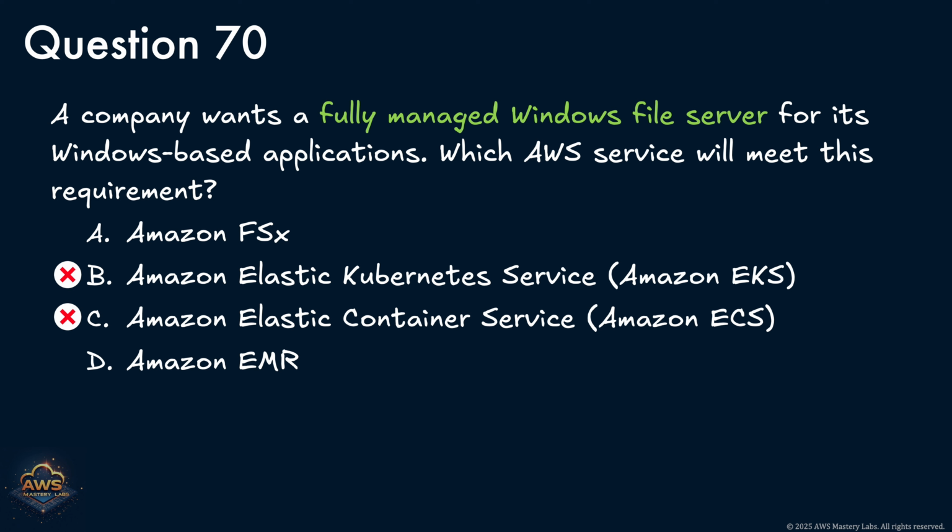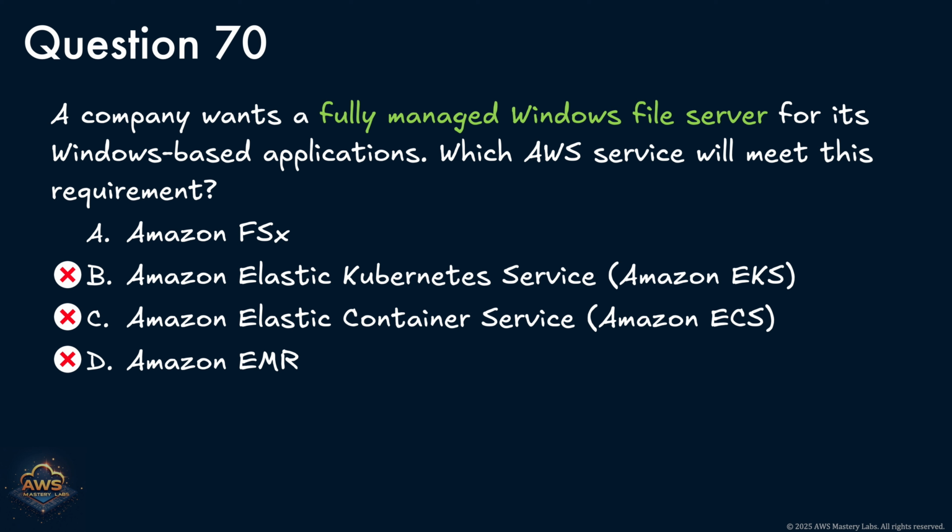Option C. Amazon Elastic Container Service, Amazon ECS. Amazon ECS is similar to EKS, but is AWS's native container orchestration solution. Like EKS, it is used to run containerized workloads. It does not serve as a file server and certainly not as a managed Windows-compatible file system. Incorrect, because this option is unrelated to the core requirement of persistent shared storage for Windows applications.